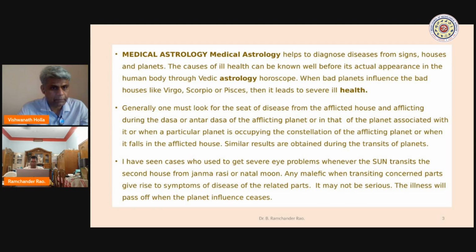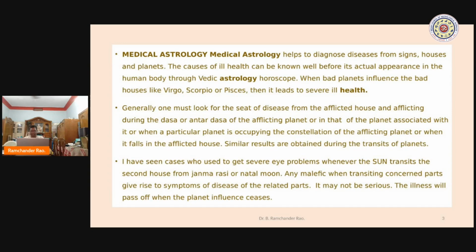So, Janmarasi, agar, say, second house mein, agar Surya Graha transit hota hai, so usme, what will happen, then it will cause some irritation in the eyes. That is very, very important. We have to see whether it may be burning in the eyes or water from the eyes or some related problems will be there.